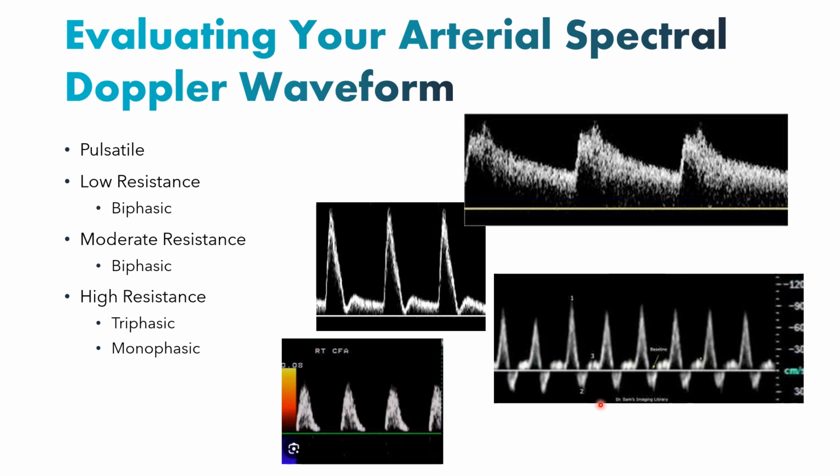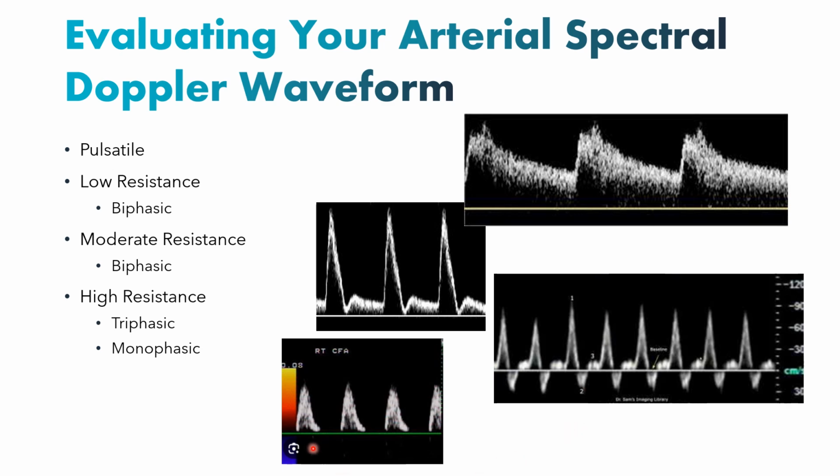Now, this could indicate that we have a nice high resistant tissue bed, which could be something like the calf muscles at rest, or something else that demonstrates high resistance. Or this could mean that I actually have a low resistance bed with a big stenosis that's creating resistance between my sample size and the tissue bed. So we have to know what's normal for each vessel that we're looking at.